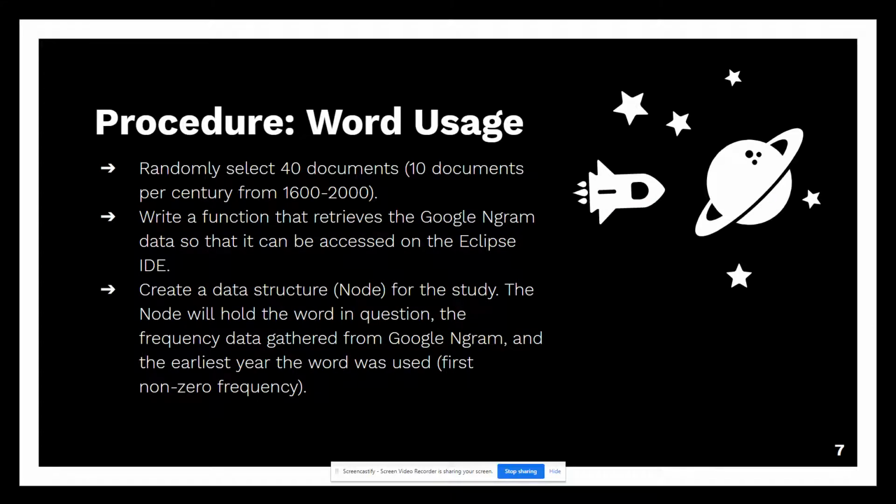And here's my procedure for word usage. So I would first randomly select 40 documents, 10 documents per century. I would write a data collector so I can gather the data from the Google database, and then use it on my own computer. I would then create a data structure, otherwise a storage, so that I can easily enter the data and access it whenever I want. I call it the storage node.